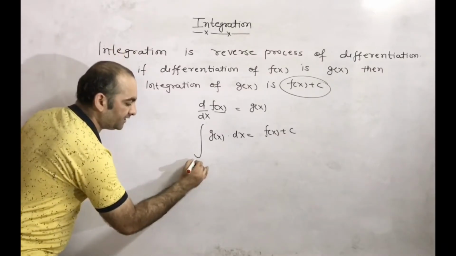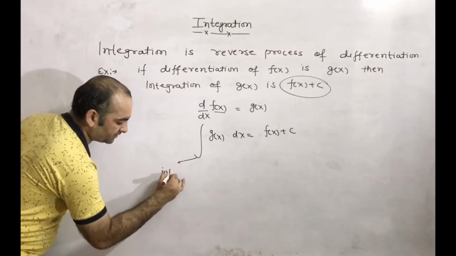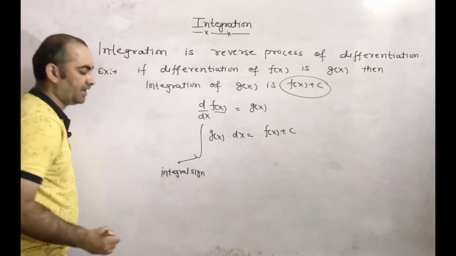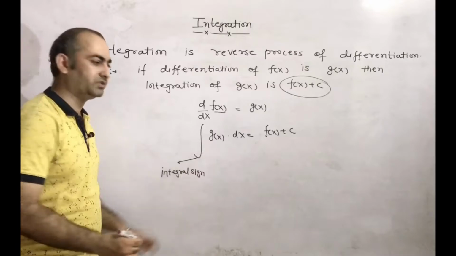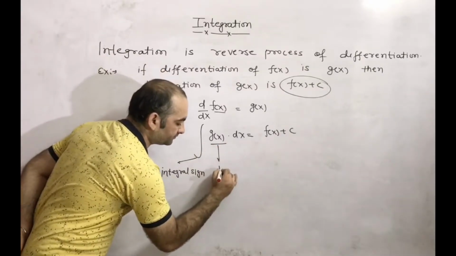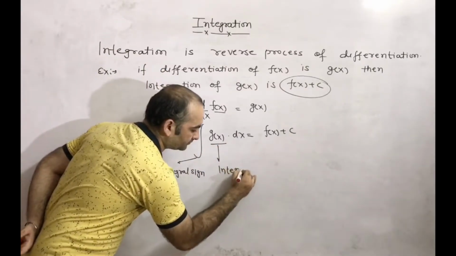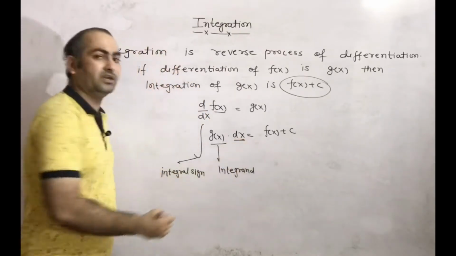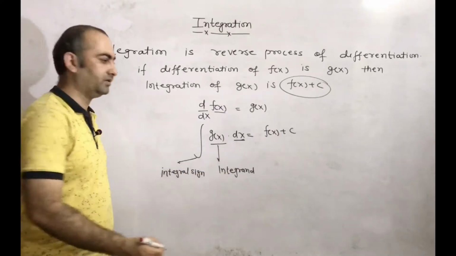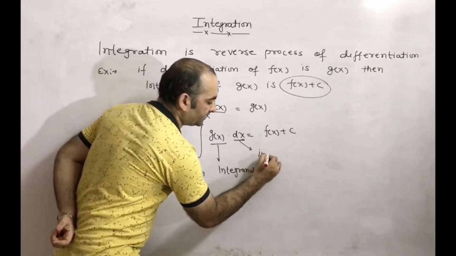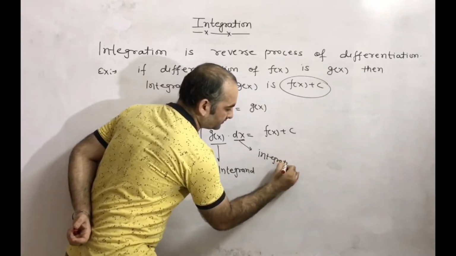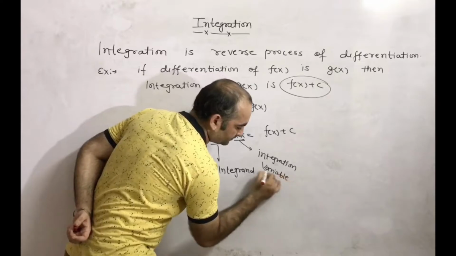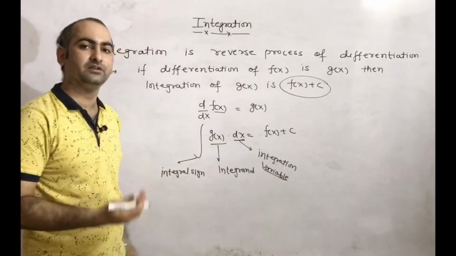Okay, this is the integral sign. And this function we are integrating, so this is called the integrand. Okay, and dx, we are integrating with respect to x. Okay, this is called the integration variable, or we can say differential variable.